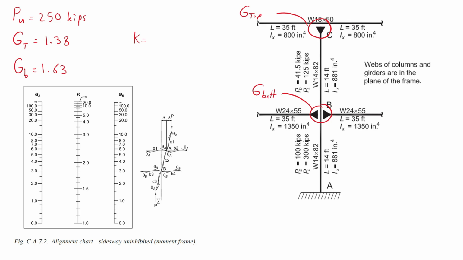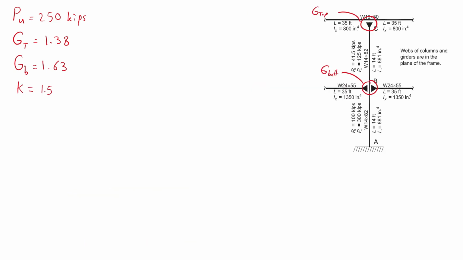So we connect G top to G bottom with a straight line. The intersection point in the middle will be the value K. It is around 1.45 but will be rounded up to 1.5, which is more conservative. Now that we have K, we can determine the effective length KL.